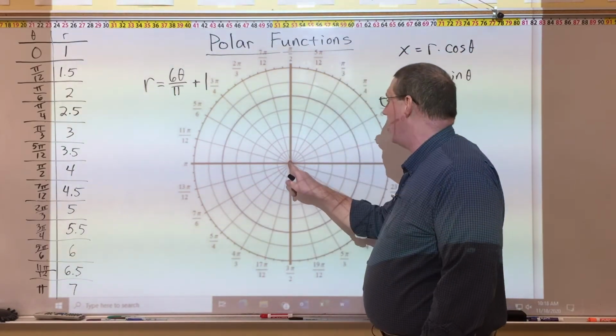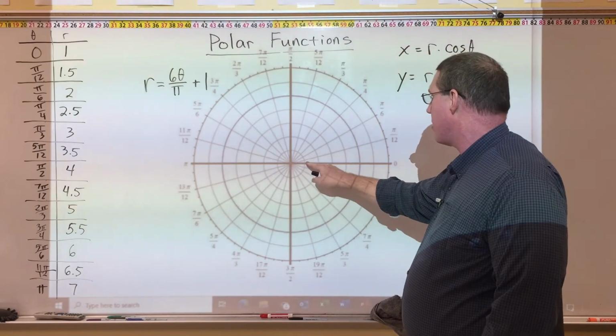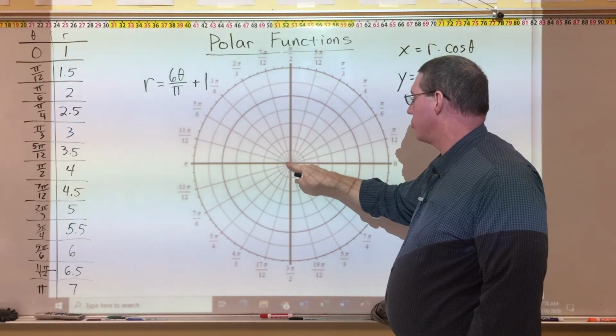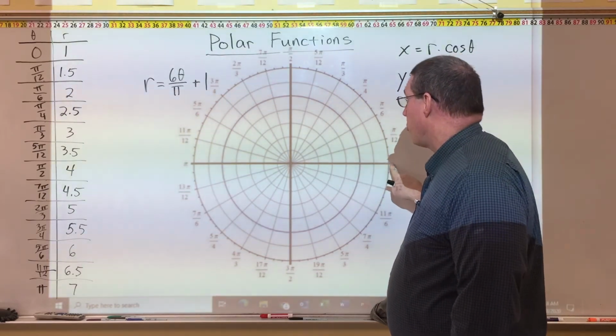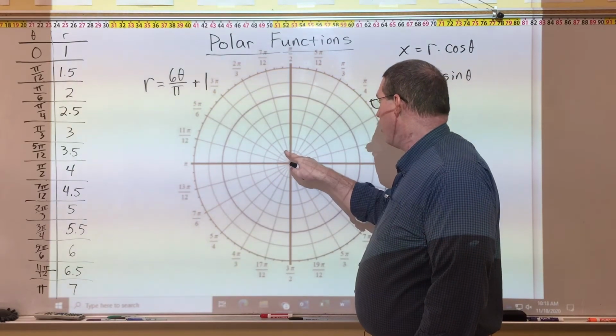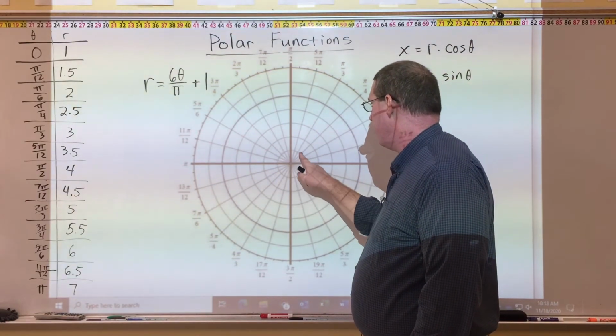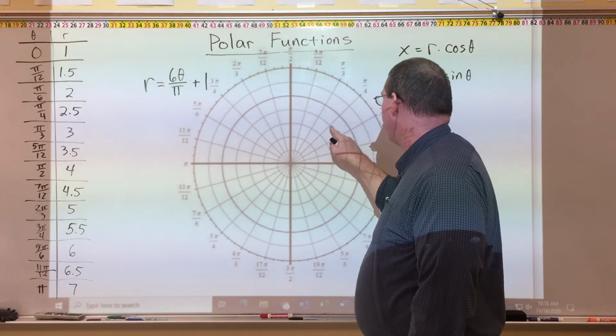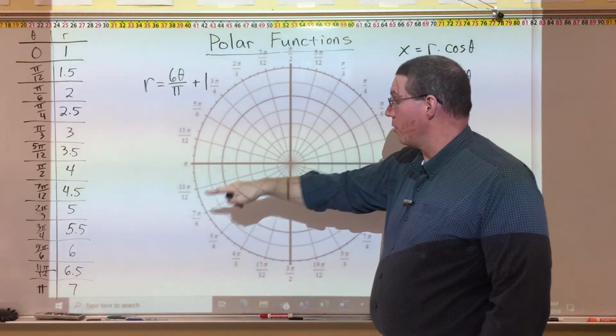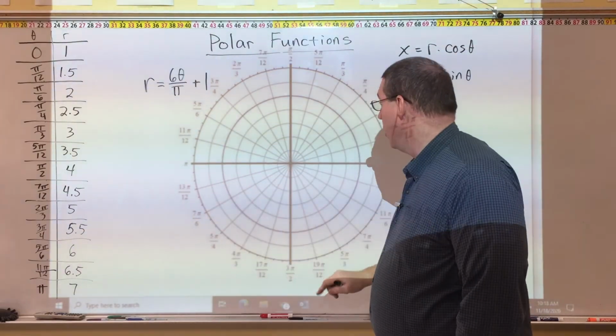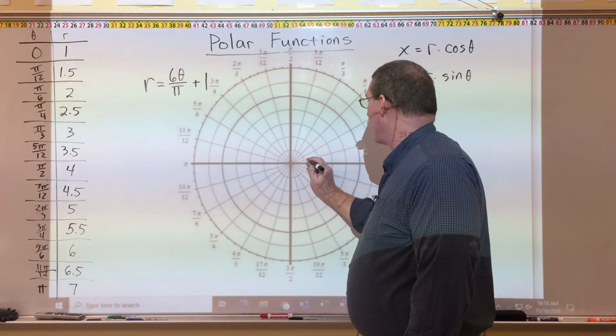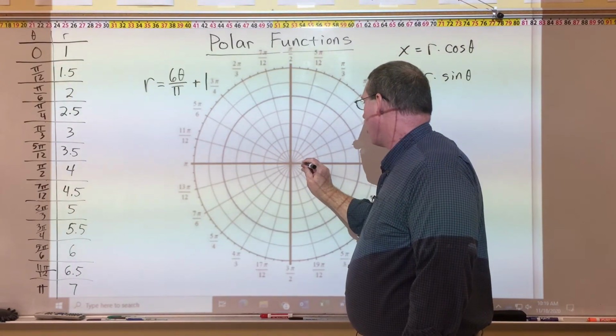So a zero angle measure, 0 theta, means that we're running along the initial side, which is right here. Okay? And so the radius is 1. So we're going to go to a radius of 1, and here's the circle that has a radius of 1. This is 1, 2, 3, 4, 5, 6, 7. Good news, our largest radius is 7. Okay? So we're going to go to 0, 1, and we're going to start right here. That is our starting point.